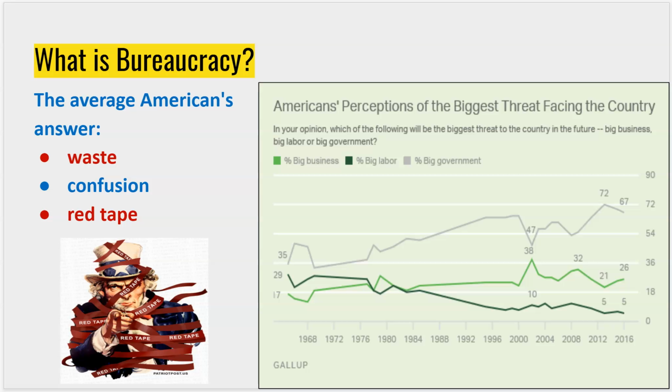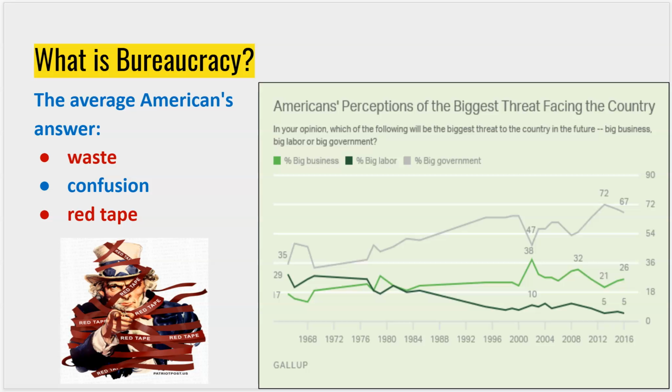And Gallup has done surveys on this over 60-plus years in terms of what's the biggest threat facing our country. Is it big business, big labor, or big government? And big government wins every time because it is this beast. It is this giant, and President Trump used it in the campaign, right? Drain the swamp in 2016.